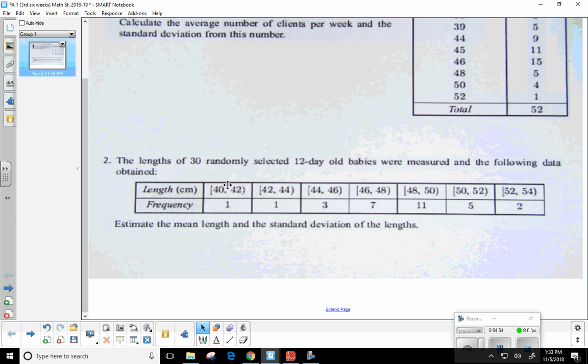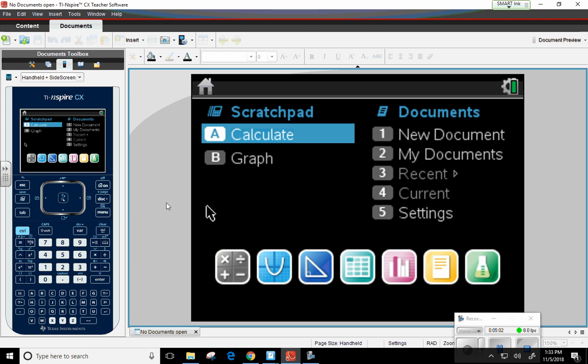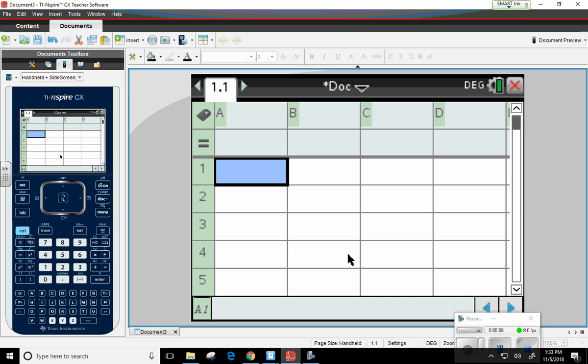So for each of these, like this one, I'm going to use 41, 43, 45, and it looks like I go all the way to 53. Okay, so I'm going to come on over here. Same thing. Now, if you don't want to hit number 1 and choose lists of spreadsheets, remember you can just come down here and choose this icon in the middle. It's going to do the exact same thing. Okay, so X, there we go. Y, let's go ahead and put in the midpoints of my intervals.